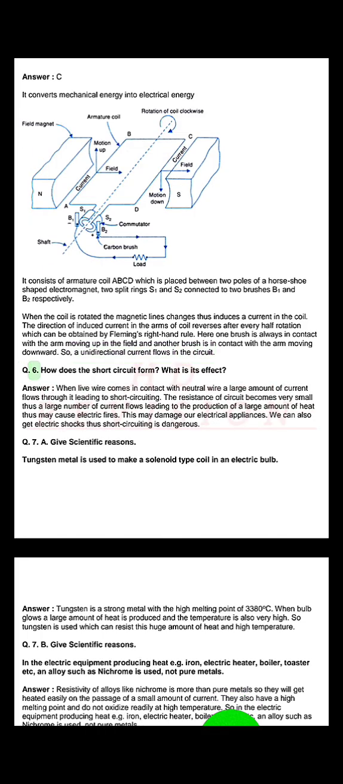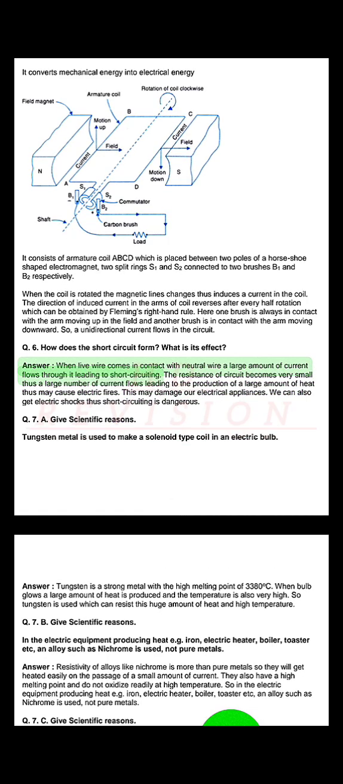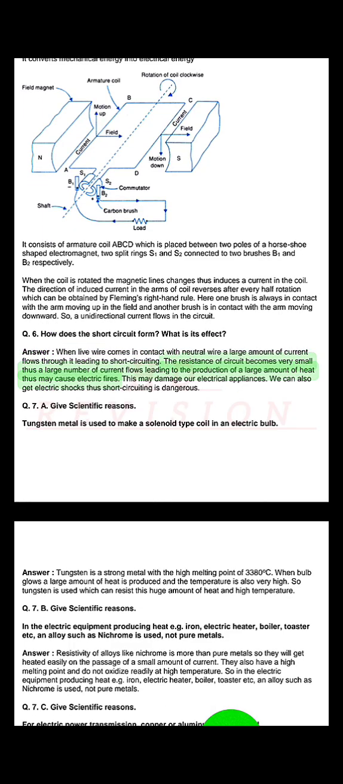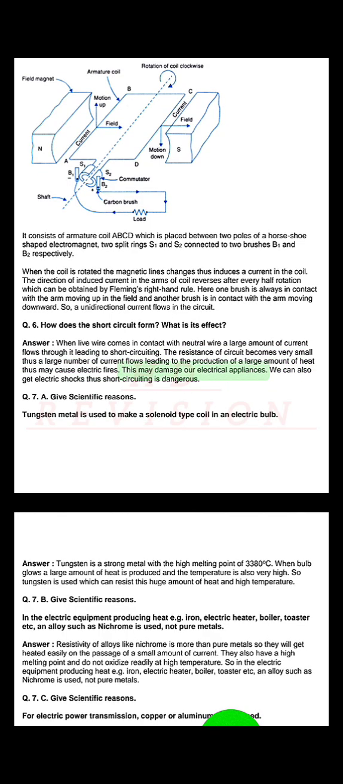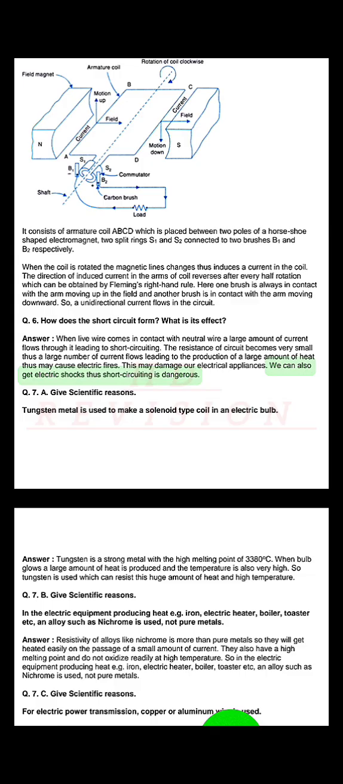Q. 6. How does the short circuit form? What is its effect? Answer. When live wire comes in contact with neutral wire, a large amount of current flows through it, leading to short circuiting. The resistance of the circuit becomes very small, thus a large amount of current flows, leading to the production of a large amount of heat, which may cause electric fires. This may damage our electrical appliances. We can also get electric shocks, thus short circuiting is dangerous.